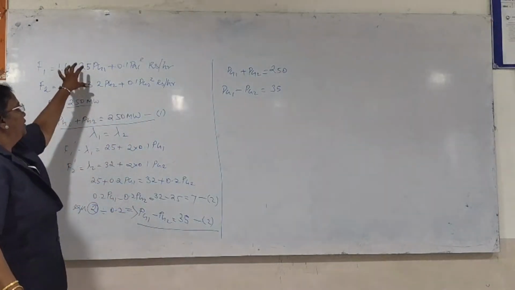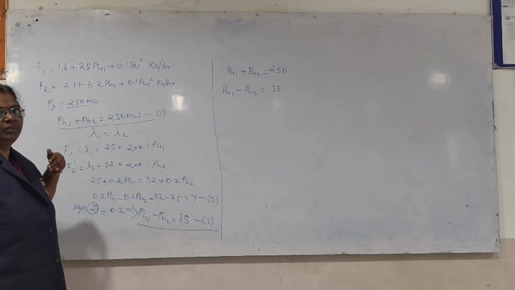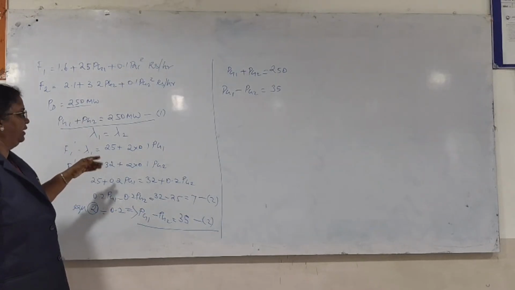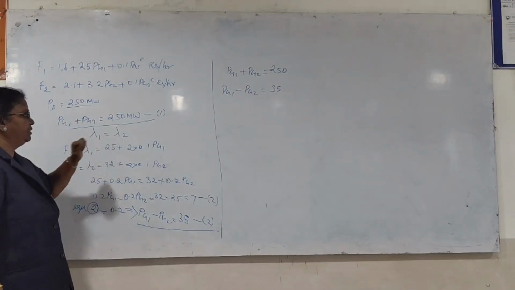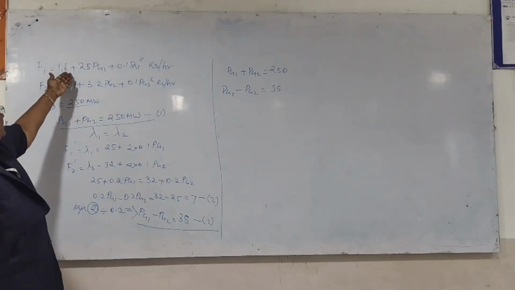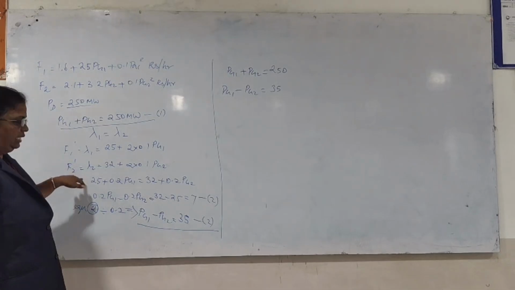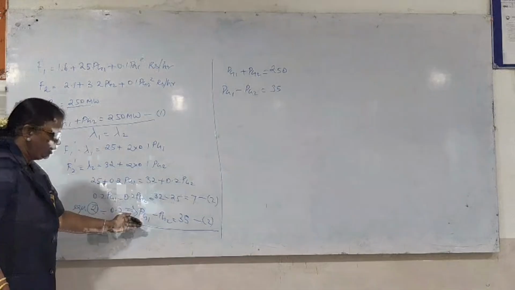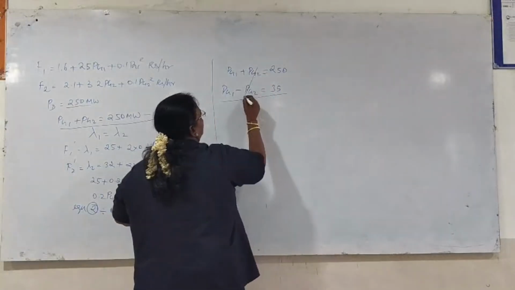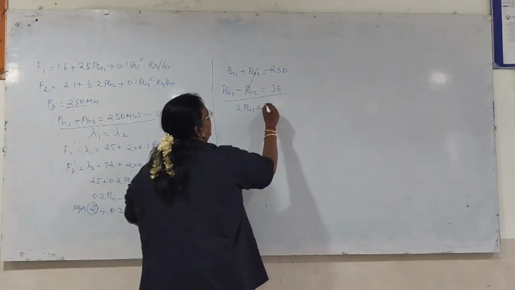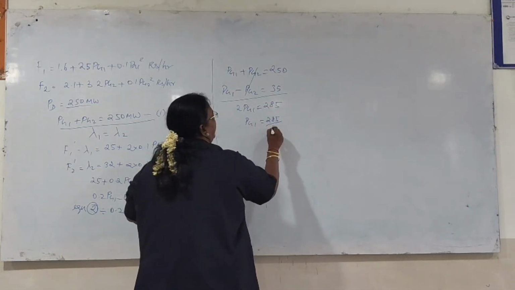First, these are the given equations. Total demand is 250. For this we have to find out the generation of each generator. So you use the lambda iteration method, in which you equate lambda 1 equal to lambda 2. You find the first derivative of the given equations, so F1 dash and F2 dash, then equate these two and simplify. Finally, you get these two equations. Now you add these two, and you will get 2 Pg1 equals 285. Then Pg1 is 285 by 2.